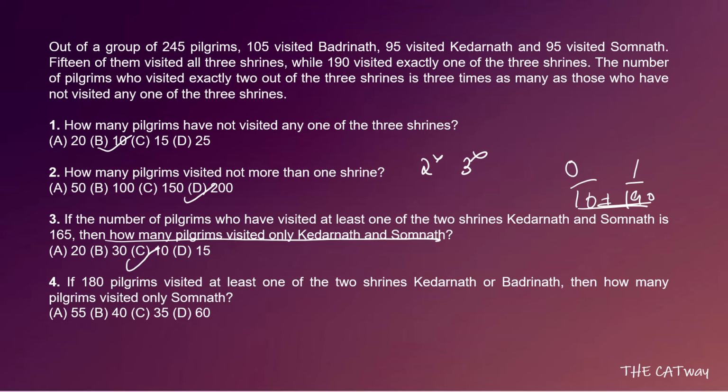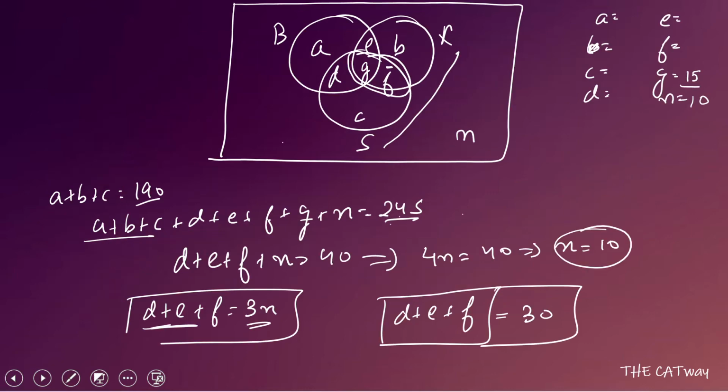If 180 pilgrims visited at least one of the two shrines, Kedar or Badri, similar to the previous one, just in case of Somnath, here it is Badrinath. How many people visited only Somnath? Now only Somnath is what they are asking, but they have been given Badri and Kedar. In the previous question, Somnath and Kedarnath were given, and we were able to find the value of only Kedar and Som. So in this case, Badri and Kedar are given, so we can definitely find the value of only Badri and Kedar. That means we can find the value of E.